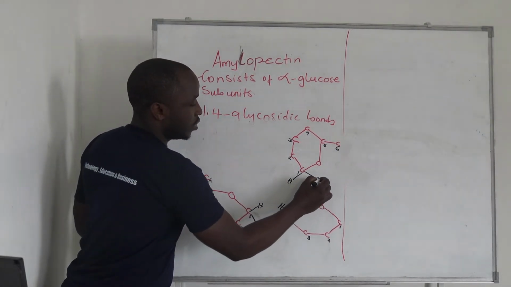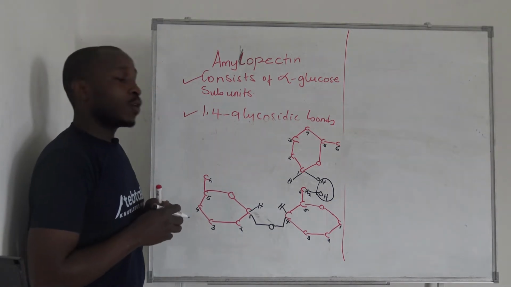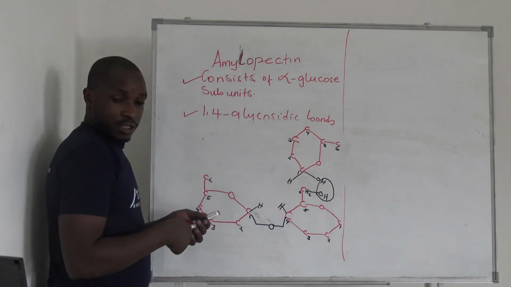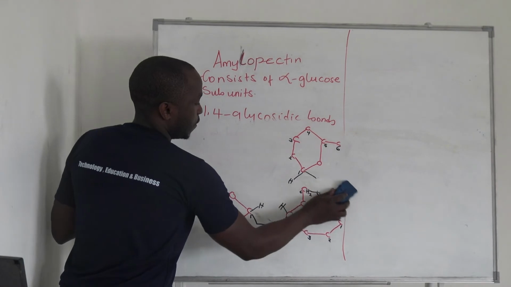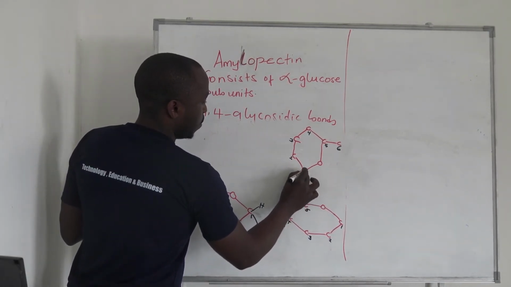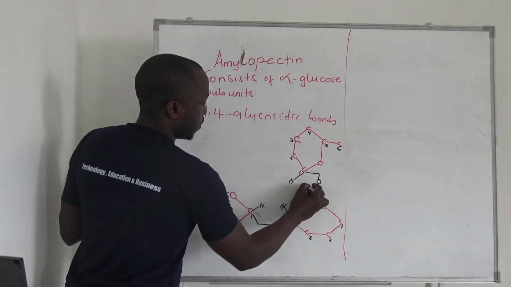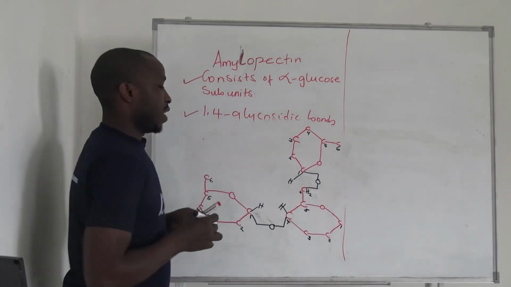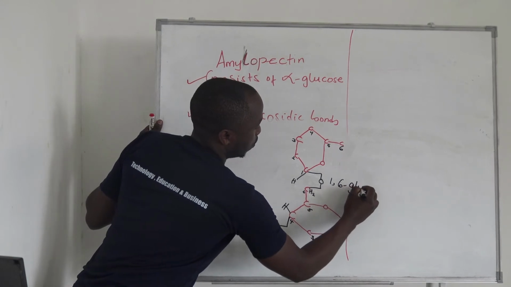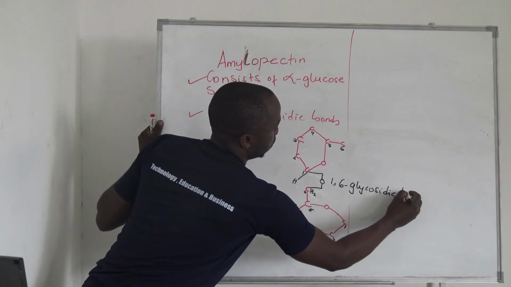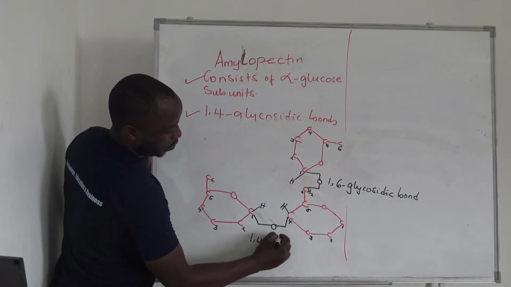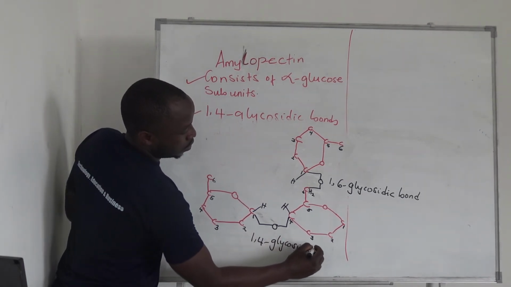So a bond is established to eliminate water still. It is still a glycosidic bond, but now this time between carbon atom number one and carbon atom number six. So it means the establishment of this bond here. We are going to establish a bond that is going to appear more like this. So that one becomes a 1,6 glycosidic bond in amylopectin, and this is a 1,4 glycosidic bond.